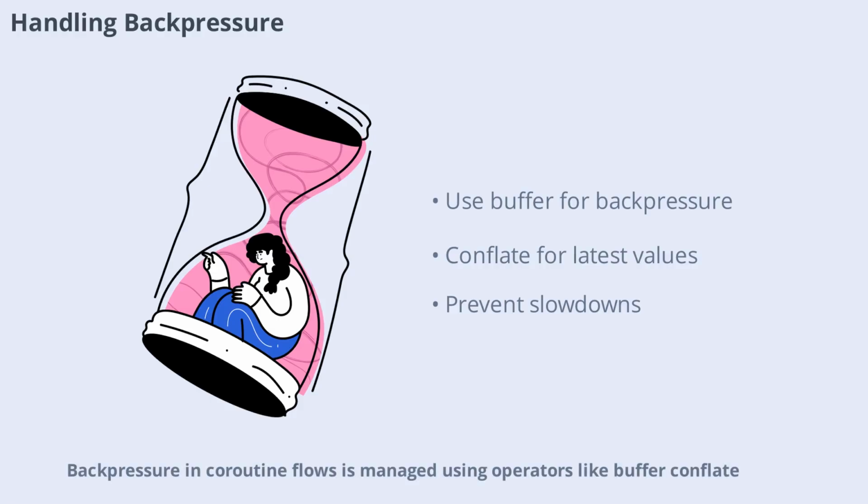Backpressure in coroutine flows is managed using operators like buffer, conflate, or collectLatest. These operators help control the rate of emission and consumption, preventing slowdowns or overflows when processing data streams.